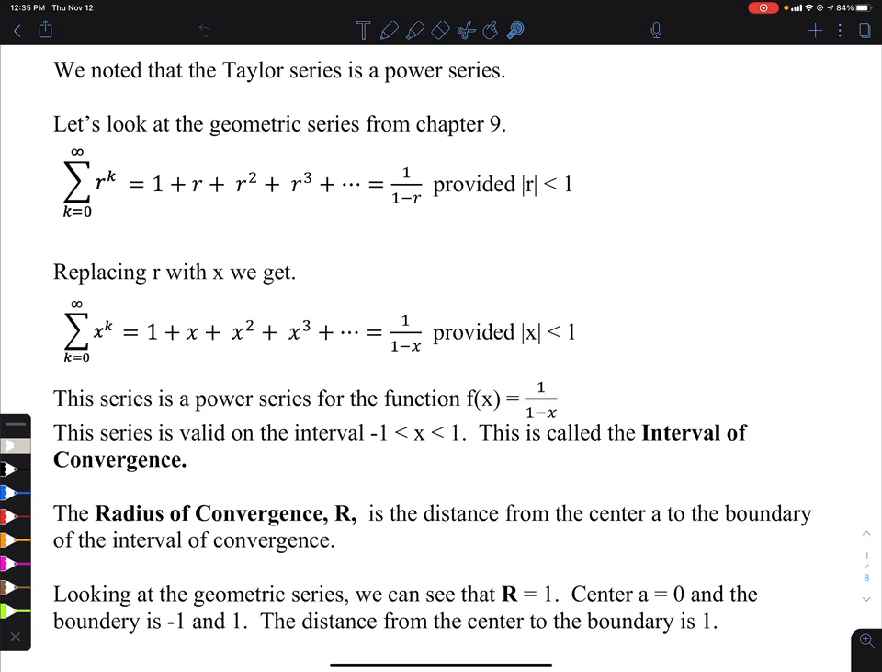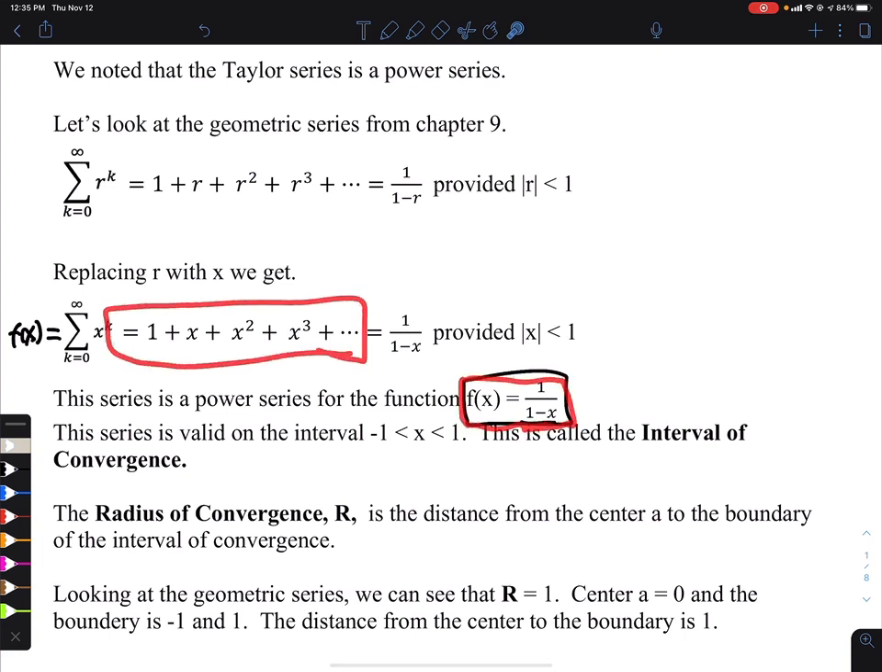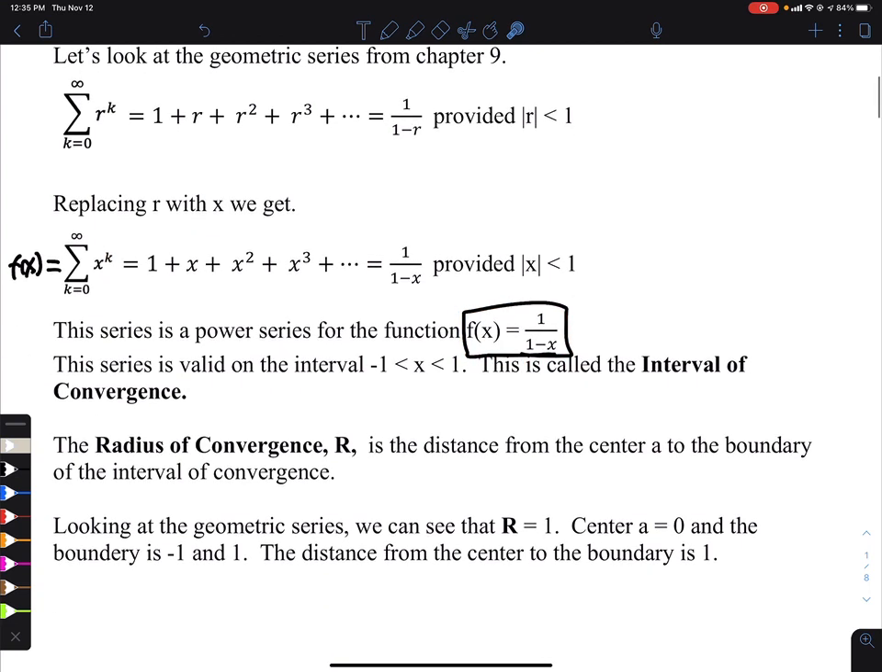So I probably should have written it differently, but basically f of x equals that, where f of x is 1 over 1 minus x. Last chapter we learned the sum of an infinite series, so now we define the sum this way, and it equals this series. So it's just a different way of looking at it.